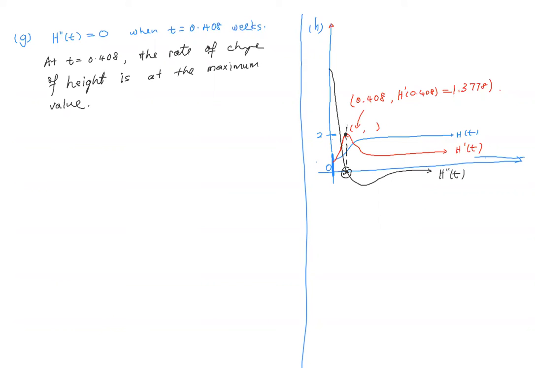What does this point tell you about the rate at which the height is changing? So at t equal to 0.408 week, the rate of change of height is at the maximum value. So state the rate of increase. So if I want to state the rate of increase, this is the rate. So the maximum rate is 1.3778.